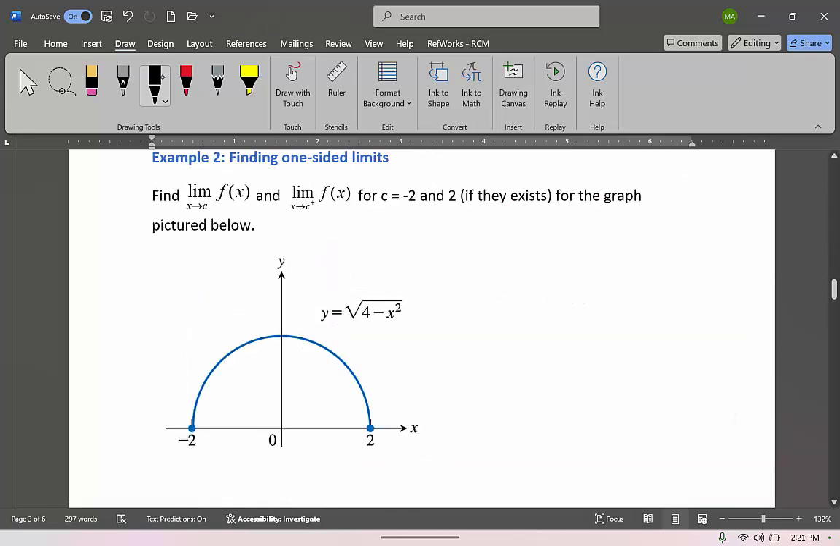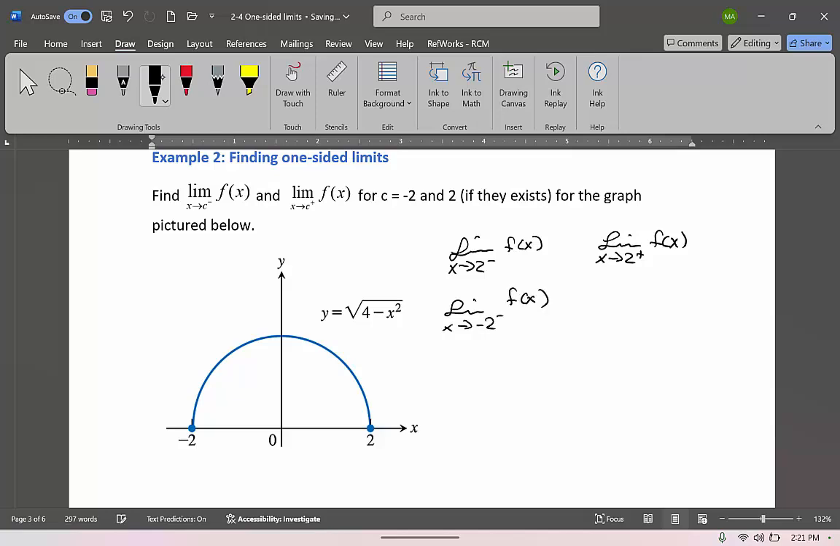Here we want the limit as x approaches 2 from the left, and we also want the limit as x approaches 2 from the right. And we also want the limits as x approaches negative 2 from the left, and the limit as x approaches negative 2 from the right. Okay, so that's what this is asking us to find here.